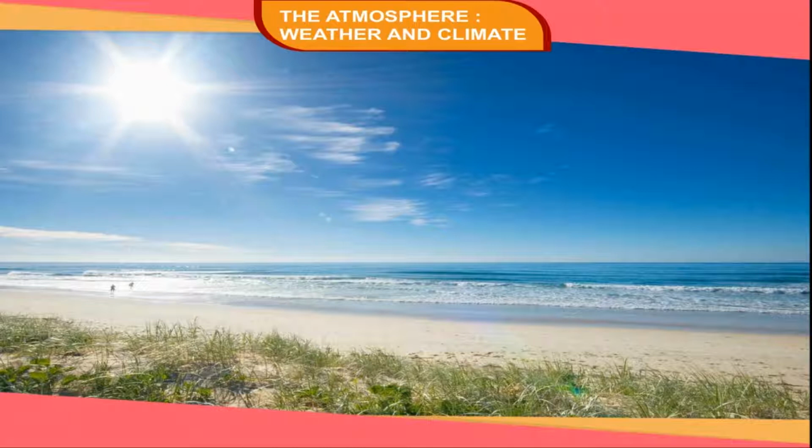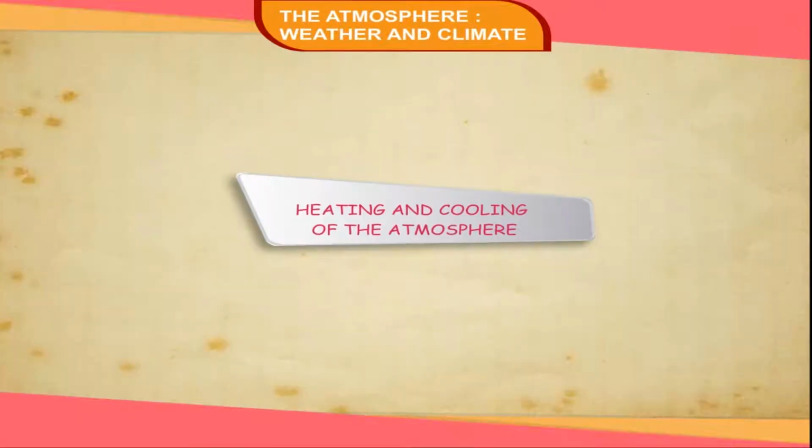The Frigid Zone lies to the north of the Arctic Circle in the Northern Hemisphere and to the south of the Antarctic Circle in the Southern Hemisphere. Here, the sun's rays are very slanting. This zone receives a very low amount of heat. Hence, this is a very cold part of Earth.